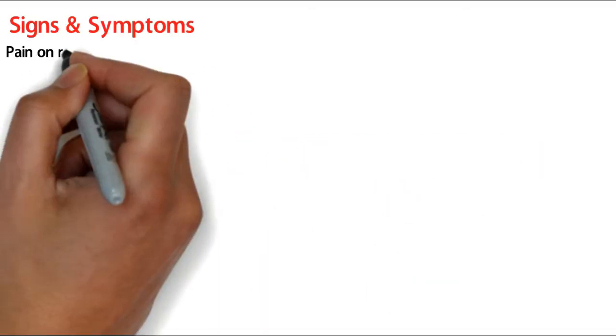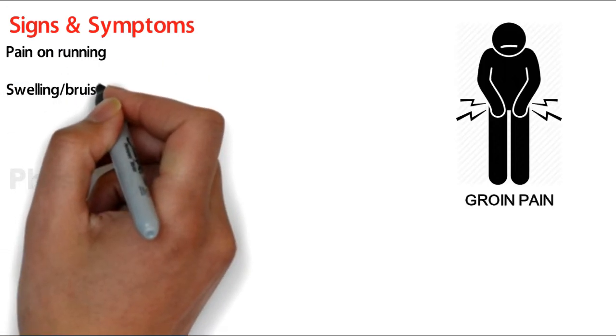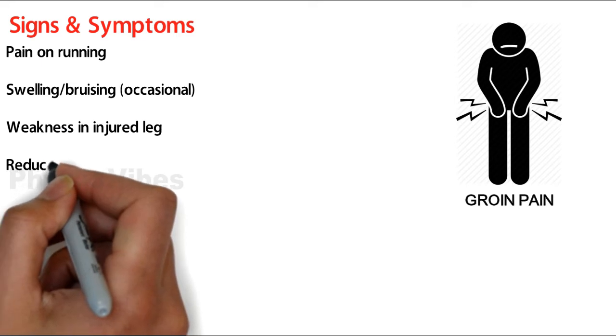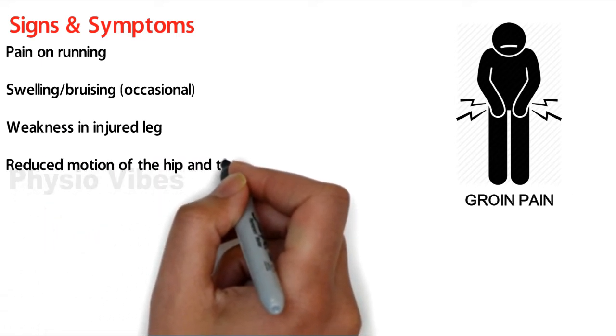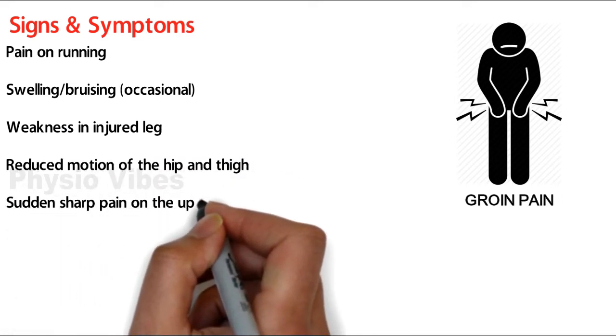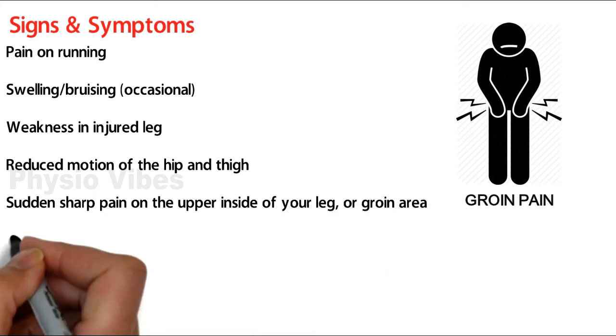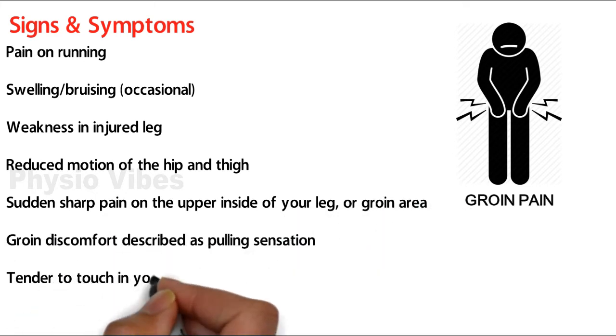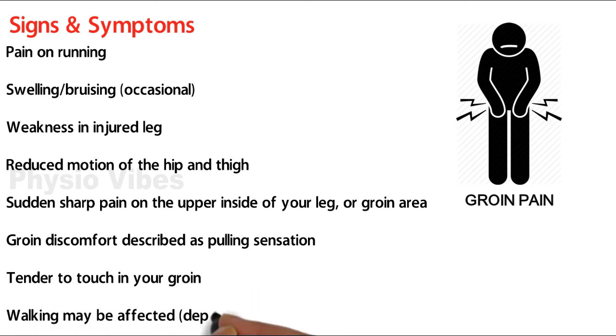Signs and symptoms. Pain on running. Swelling or bruising, occasional. Weakness in the injured leg. Reduced motion of the hip and thigh. Sudden sharp pain on the upper inside of your leg or groin area. Groin discomfort described as a pulling sensation. Tender to touch in your groin. Walking may be affected, depending on the severity of the strain.